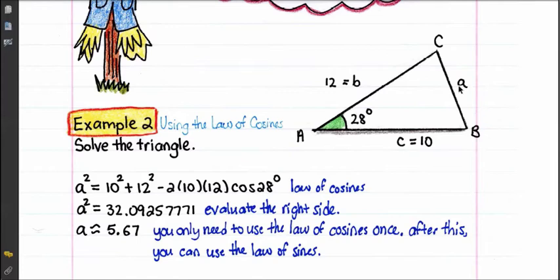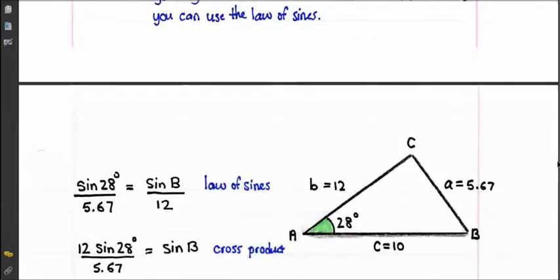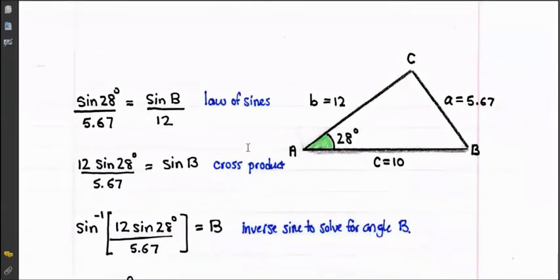And here's the really cool thing. You only have to use the law of cosines once. After you use the law of cosines, the law of sines can be used to figure out everything else. So now I take that same picture. Now I'm going to use the law of sines to figure out angle B. So the sine of 28 degrees over 5.67 is the sine of angle B over 12.